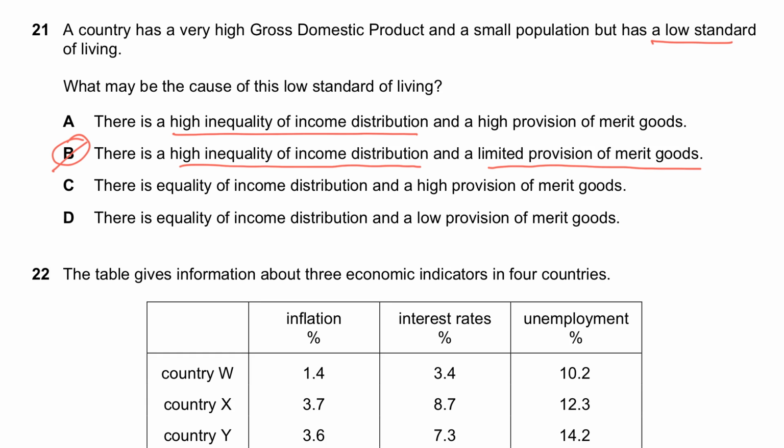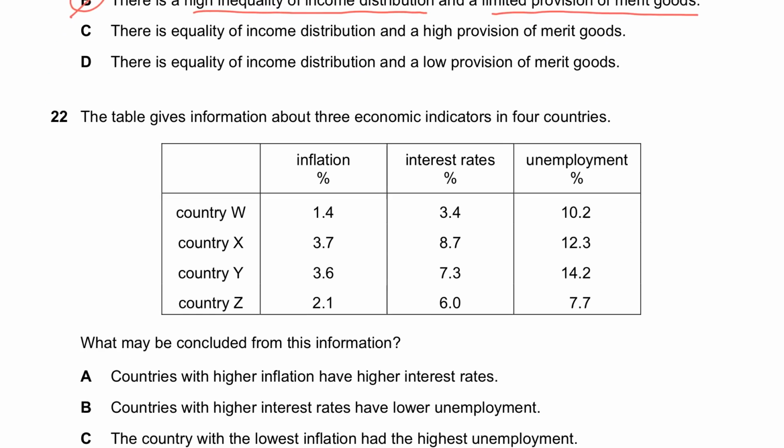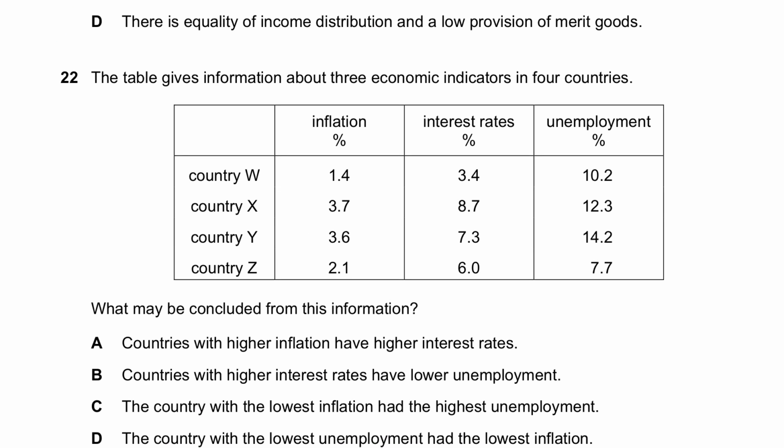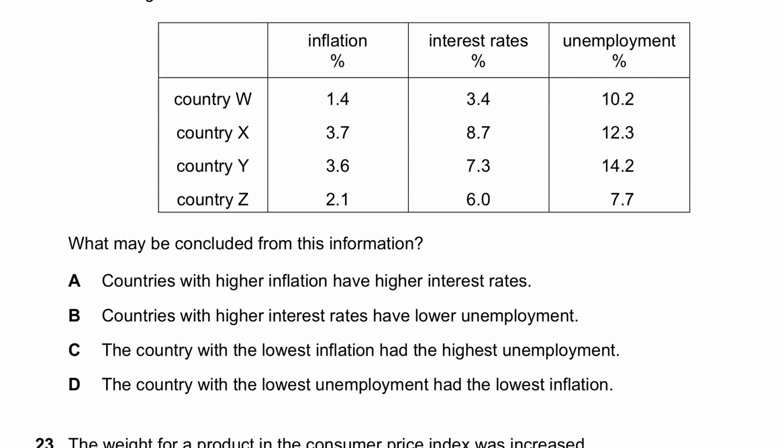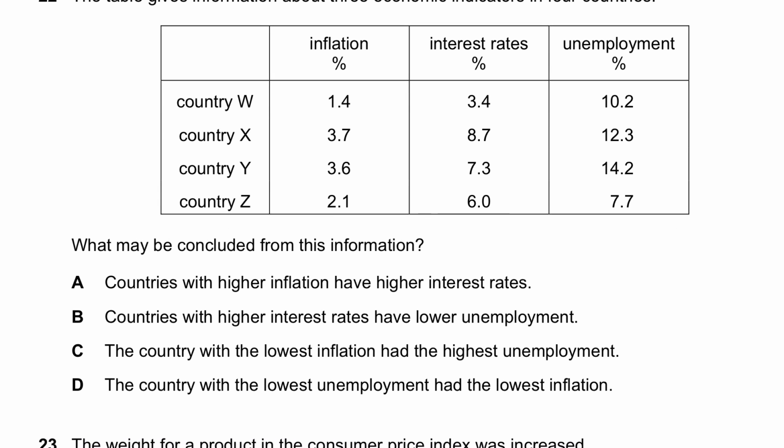Question 22 says, the table gives information about three economic indicators in four countries. What may be concluded from this information? Now, whenever there's a table question, the best way to go about it is that we read answer choices and then eliminate. Rather than analyzing the table from before, it's better to analyze the table with each answer choice.